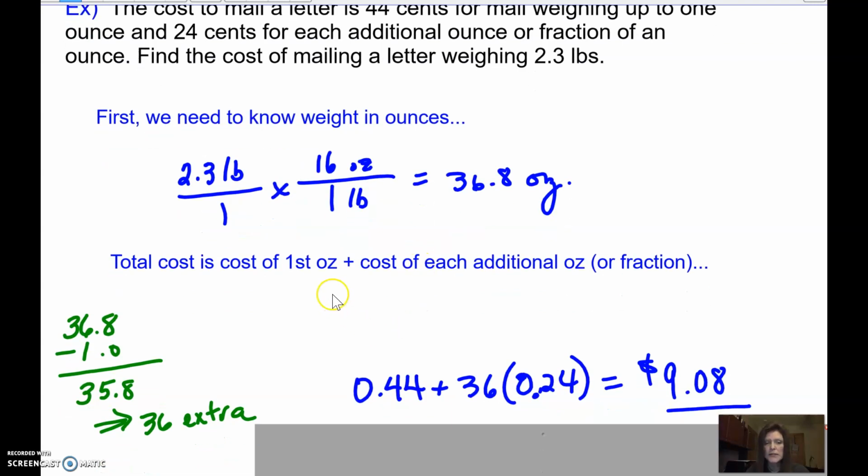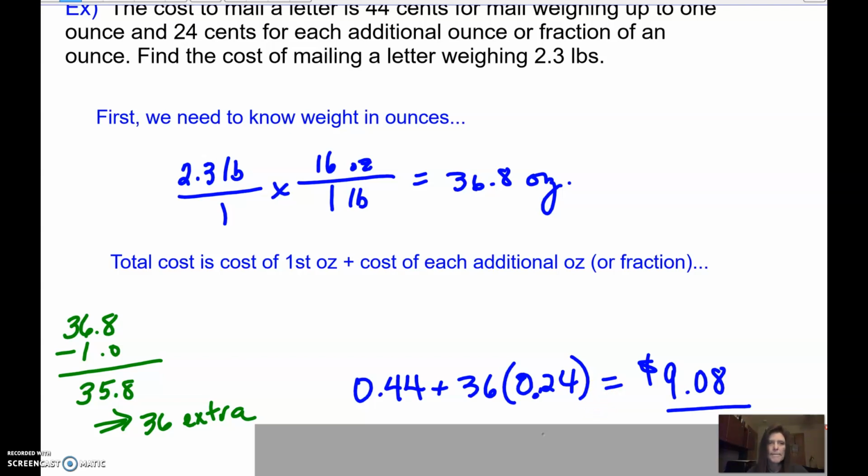Now, the total cost is that first ounce plus the cost of additional ounces or fractions. So total ounces is 36.8. Let's subtract the first ounce. That leaves me with 35.8 additional ounces. But I get charged the same thing for that fraction of an ounce, that 0.8 ounce, as I do for a whole ounce. So I'm just going to say there's 36 extra that we're being charged for. So my final answer is going to be 44 cents plus the extra 36 times just 24 cents, giving me a total of $9.08 to mail that letter.